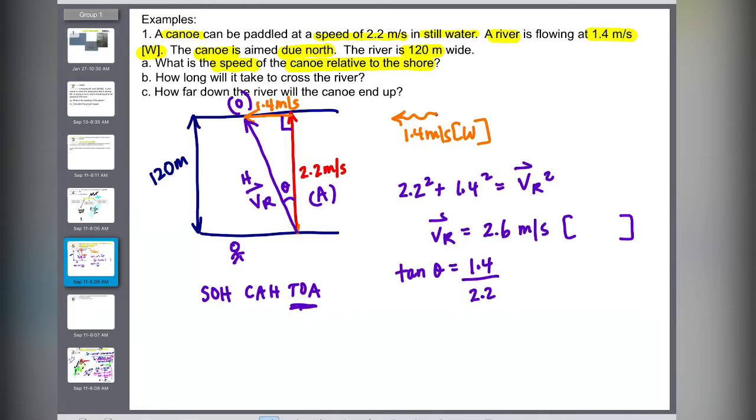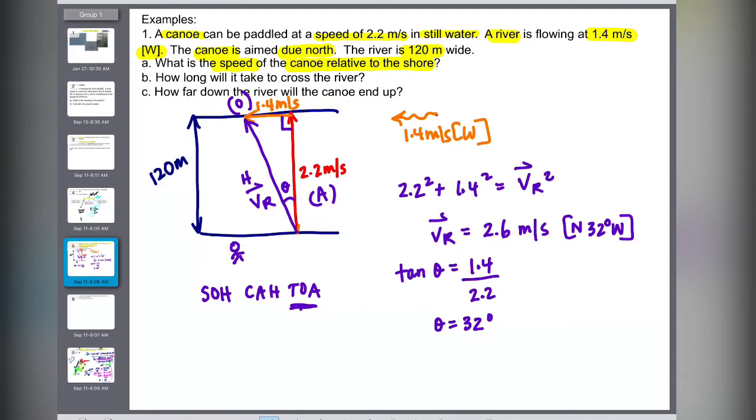Work that out. So 1.4 divided by 2.2 equals, to get the angle theta, I have to go shift tangent, and it worked out to be 32 degrees. So angle theta is 32 degrees. And so to put it in a direction, the purple line is swinging north, going 32 degrees to the west direction.